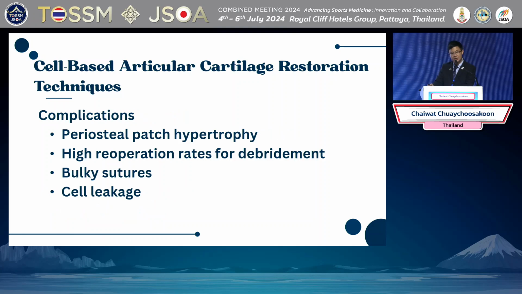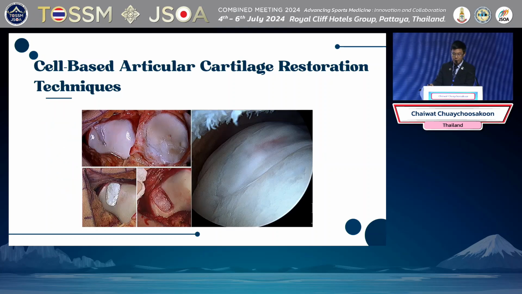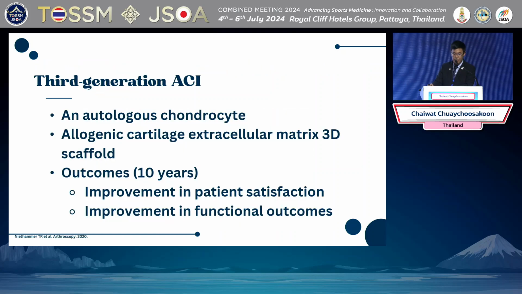There are some complications. The first one is periosteal patch hypertrophy. The second one is a high reoperation rate for debridement, bulky sutures, and cell leakage. This slide shows the outcome of ACI. Nowadays, we have third generation ACI, which uses autologous chondrocytes. The outcome of this technique at 10 years shows improvement in patient satisfaction and functional outcome.